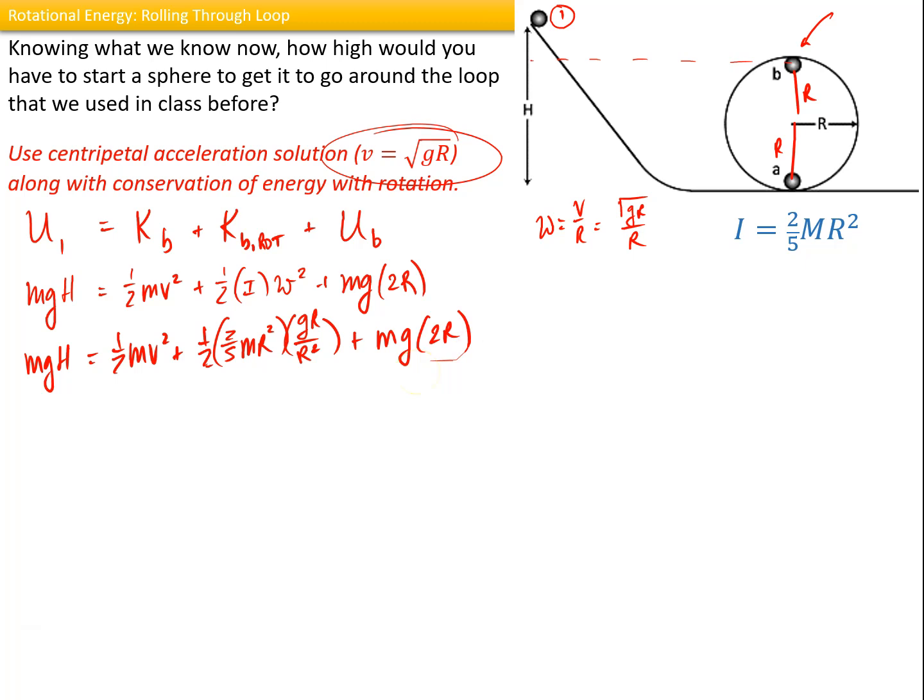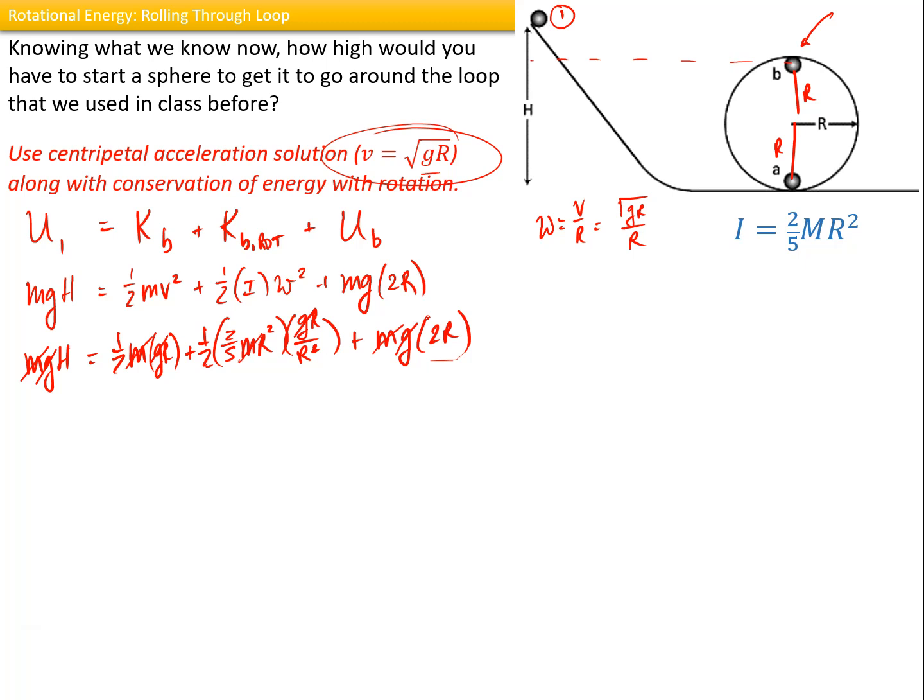And now something nice is going to happen. If you look at this, all of our terms have a mass. The mass is going to go away. I can sub one more thing in. This v squared is just gr. So now all of our terms also have a g. The g is going to go away.